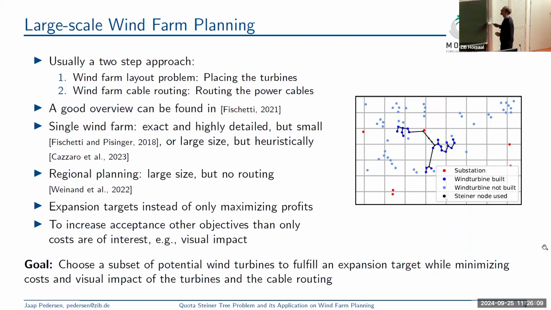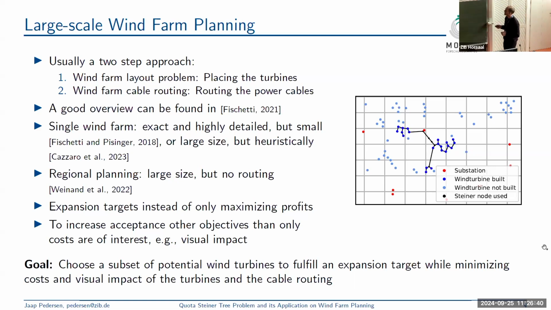Okay, so the wind farm design is usually a two-step approach. First, you decide where to place the turbines. So this is the wind farm layout problem. And then you have the wind farm cable routing. So where to route the power cables. And there's been recently a very good PhD thesis by Martina Fischetti, who gives a very good overview of how to model this in mathematical programming using heuristics, exact approaches, and so on.